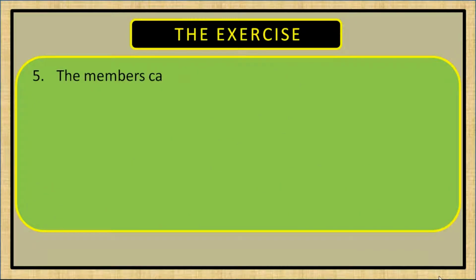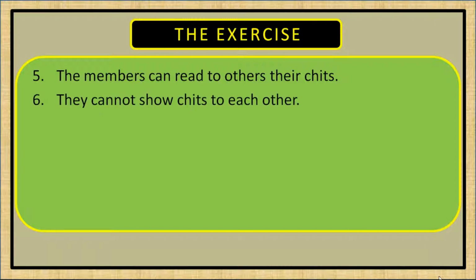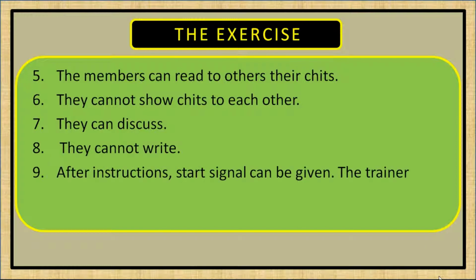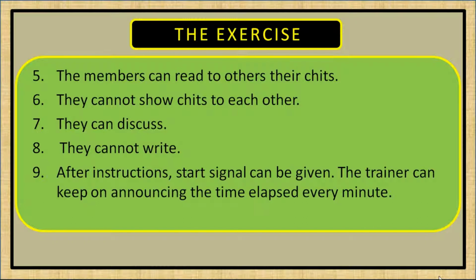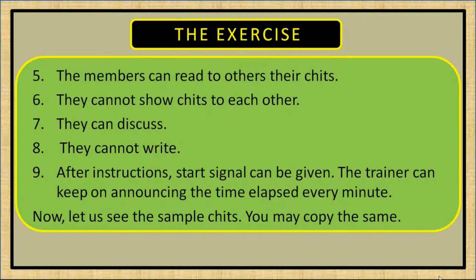The members can read their chits to others. They cannot show chits to each other. They can discuss, but they cannot write. After the above instructions, the start signal can be given. The trainer can keep on announcing the time spent every minute. Now let us see the sample chits. You may copy the same.